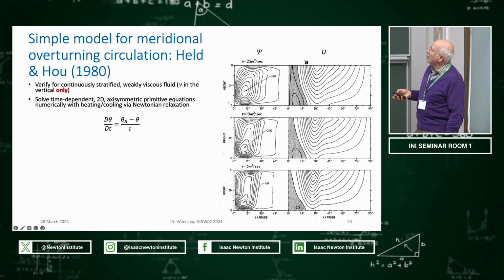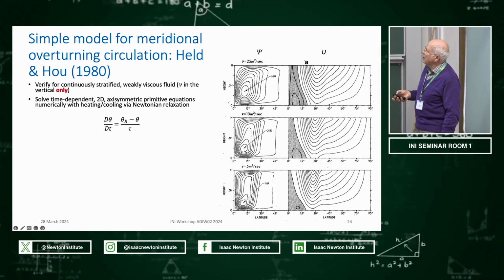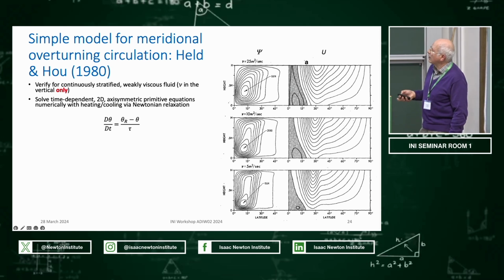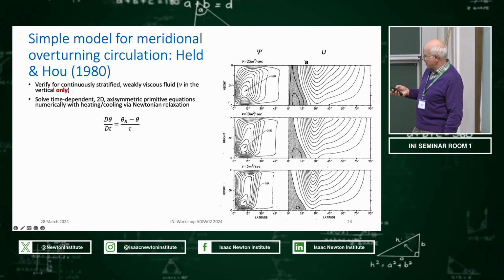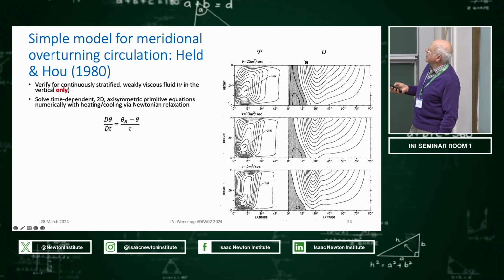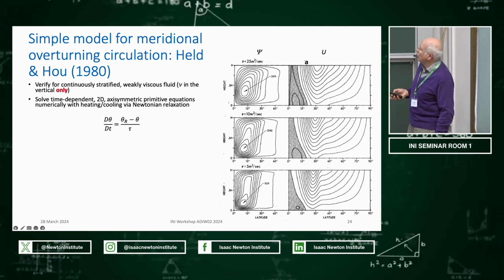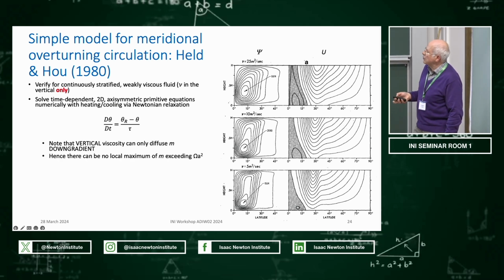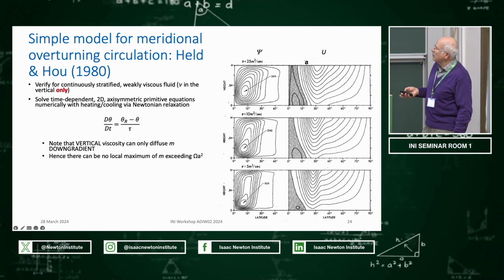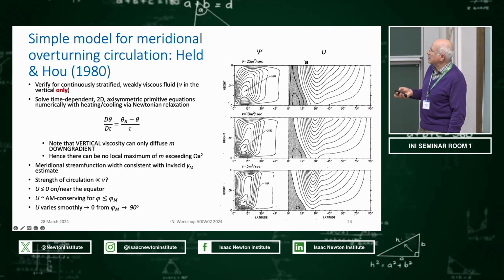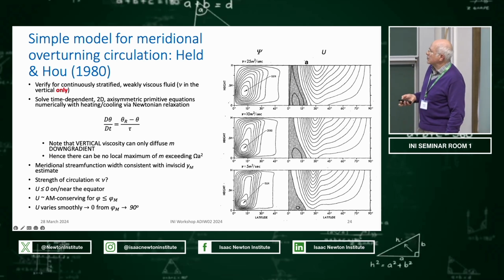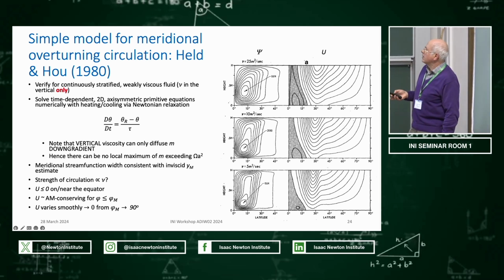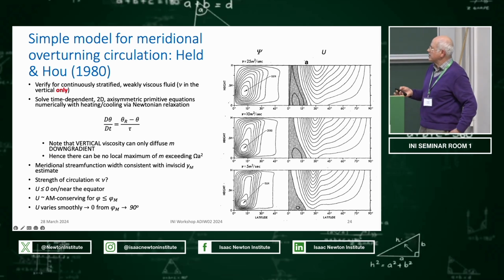So Held and Hou actually did this. They solved the time-dependent 2D axisymmetric equations numerically with a simple heating and cooling, integrating it to a steady state, and these are some typical solutions that you get for the meridional overturning and for the zonal velocity profile. And you can see that basically the angular momentum m can only diffuse down gradient, hence there's no local maximum of m exceeding omega a squared, and the rest of the circulation ends up being quite consistent with this very simple schematic semi-analytic model.